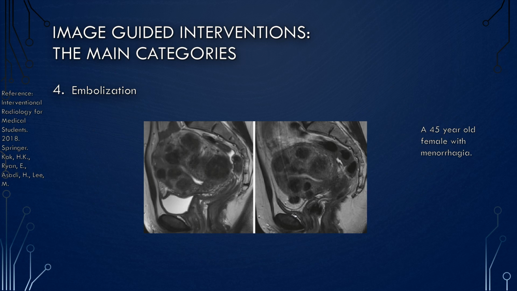This is an example case, a patient with multiple uterine fibroids. She's presenting with menorrhagia, and post-embolization the fibroids slightly decrease in size, but what's more important than the decrease in size of the fibroids is the resolution or the decrease in symptoms.